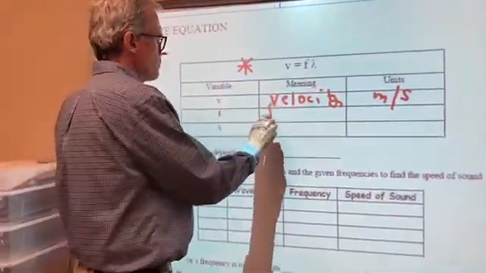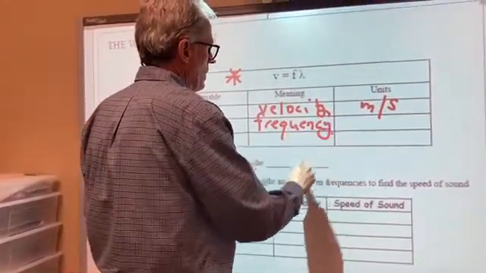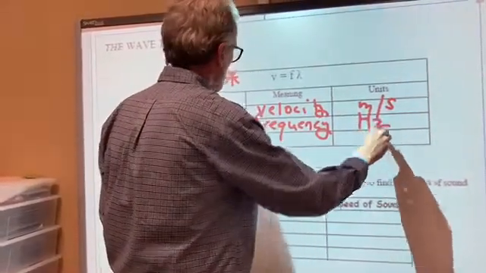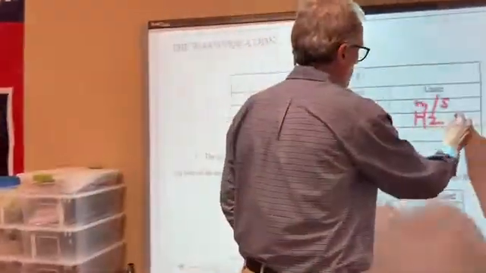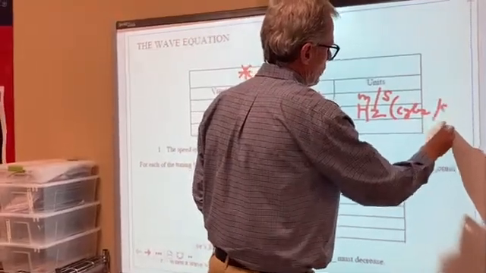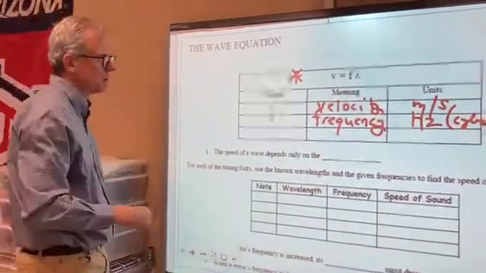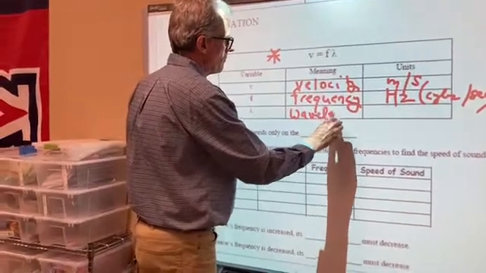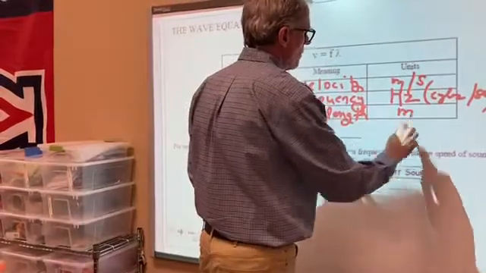F is the frequency, and in this class, we use hertz. That's the number of cycles per second, or oscillations per second, or vibrations per second. And the last one is wavelength, lambda. And wavelength is in meters.